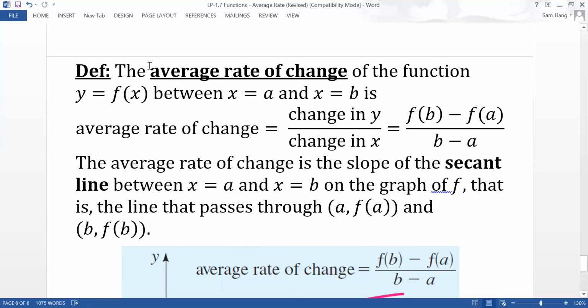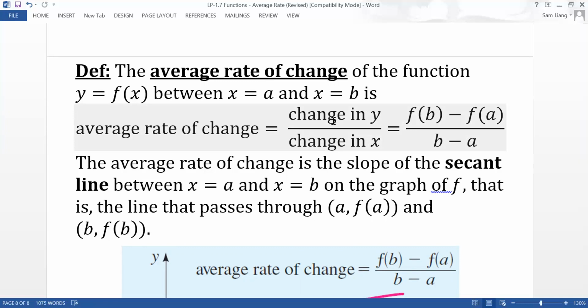Okay, so here's the definition. The average rate of change of the function y equals f of x between x equals a and x equals b is average rate of change equals change in y over change in x, which equals f of b minus f of a over b minus a. Okay, so this should be ringing bells, right? This is the same thing as slope, right?